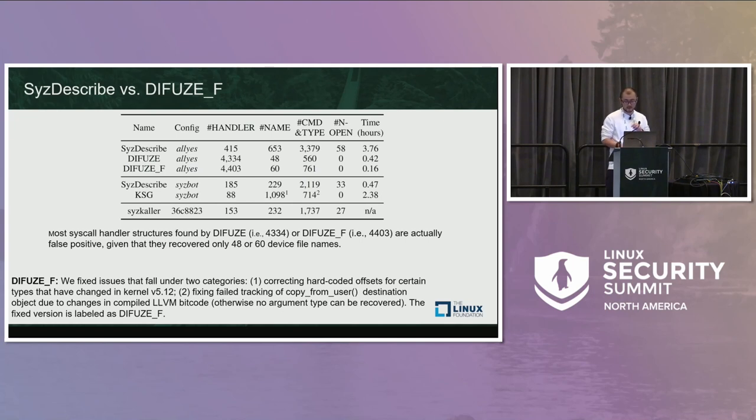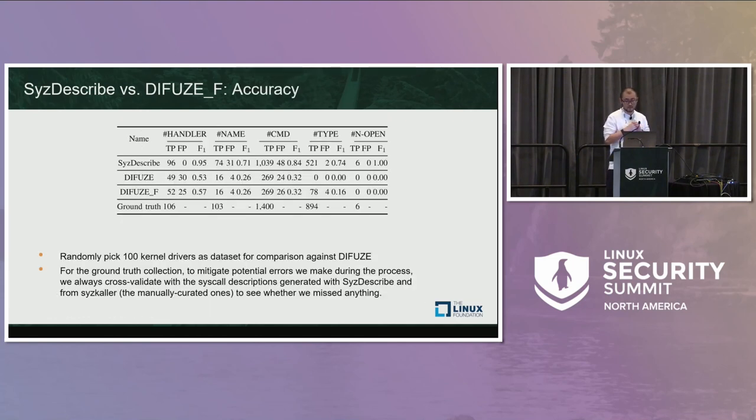Then, in order to understand the correctness of the generated syscall descriptions of different solutions, we manually collect the ground truth and take a deeper look at those results. We randomly pick 100 kernel drivers as the database for the comparison against DIFUZE. For the ground truth collection, to mitigate potential errors we make during the process, we always cross-validate with the syscall descriptions generated by SysDescribe and from Syzkaller, which are the manual ones, to see whether we missed anything. Overall, it takes more than one person-month to collect the ground truth for 100 drivers. To our knowledge, no other work has built a ground truth dataset for the evaluation.